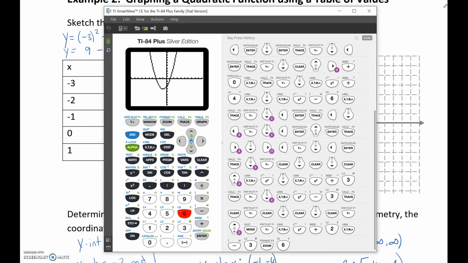The only difference is finding your minimum or maximum value, and when you go in, you go to second trace. You can see if there's a minimum, you choose 3. If there's a maximum, you choose 4. And then other than that, you're doing the same that you did for your x-intercepts. You're doing left bound, right bound, and then guess, and it'll give you that exact value. Let's try this with our next example.